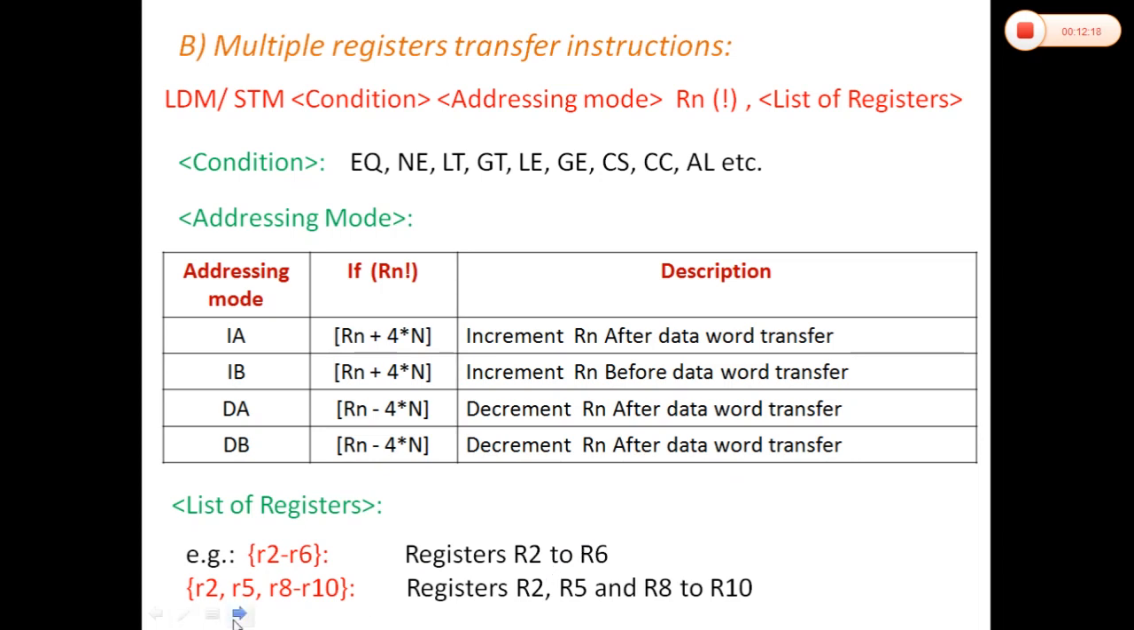Or also you can give the list of registers in this form, say R2, R5, R8-R10. So here you are giving the registers discretely, and then there is a continuous range of registers R8 to R10. So you can use one of these methods or this kind of methods to give the list of registers from which the data is to be transferred to the memory.